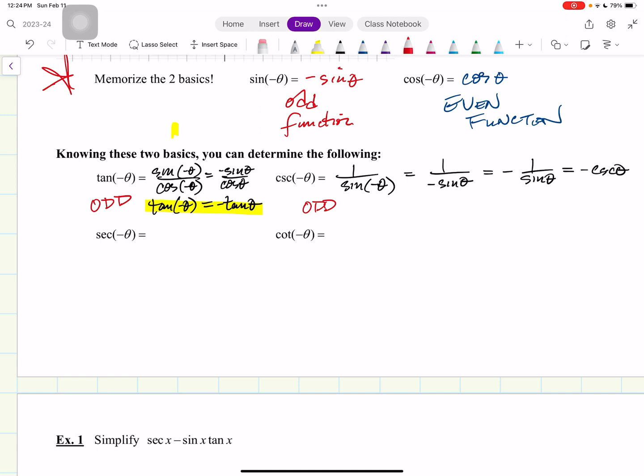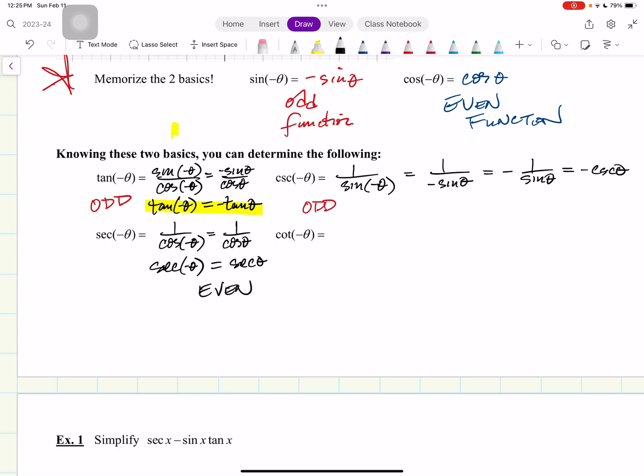Okay, now let's take a look at secant. This is 1 over cosine of negative theta, but that's 1 over cosine of just theta, which is your secant function, secant of theta. So I know that secant of negative theta equals secant theta. Well, that means the secant function is even as well.